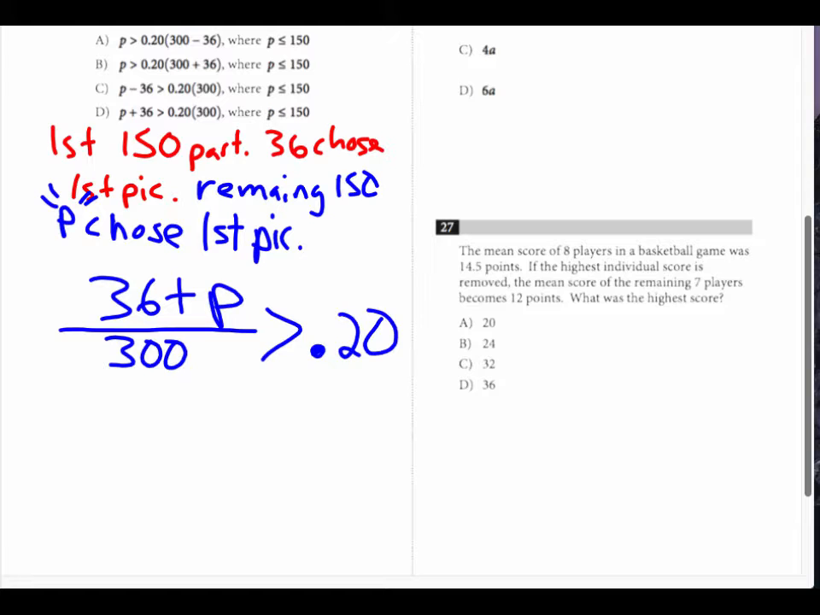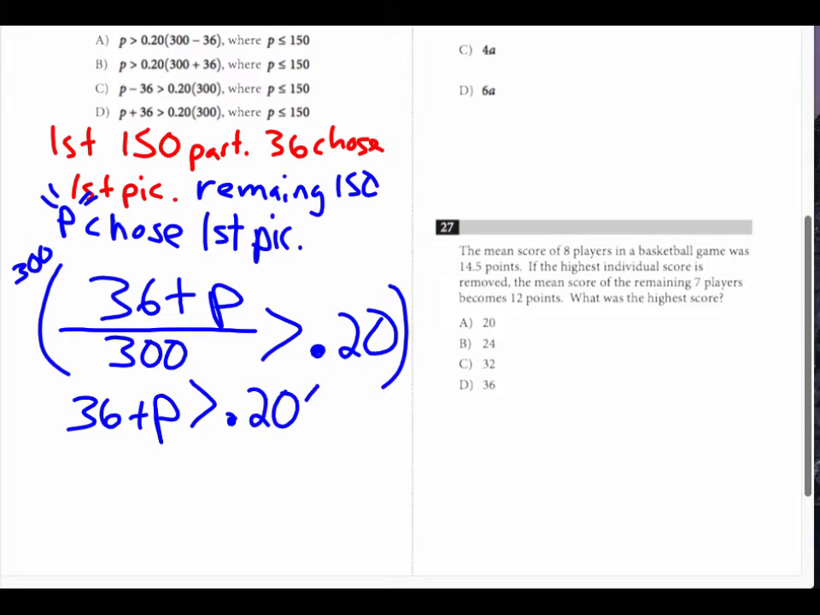So now we basically just have to solve for P, right? Yeah, so multiply by 300. If I multiply everything by 300, what's 300 times 0.2? 60, right? Well, that's weird because I don't have that. So let's just leave it like this. Let's just do this for now.